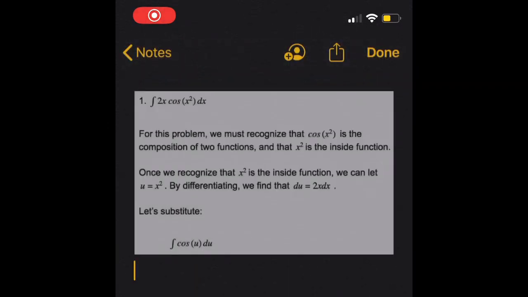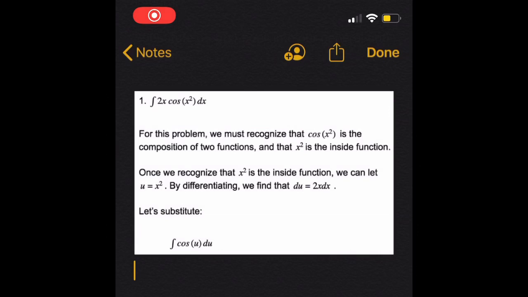The example is the integral of 2x cosine x squared dx. We recognize that x squared is the inside function, and therefore this is u, and then we differentiate this, and we find that du equals 2x dx. Now we substitute back into the original integrand and find the integral of cosine u du.